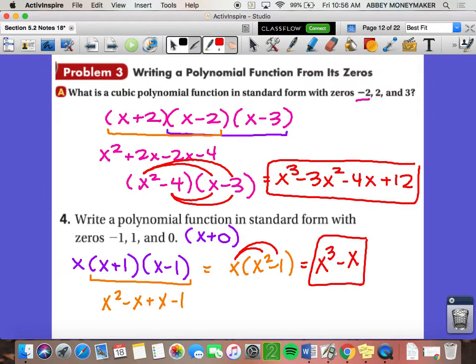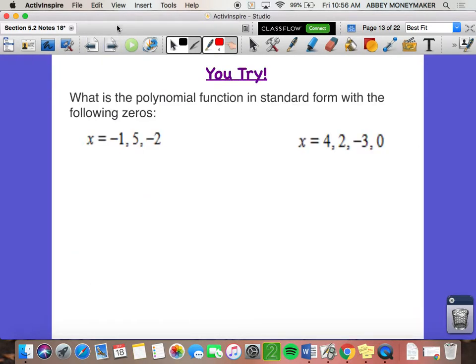How are we doing? Good? No questions so far? Good. It's about to get a little bit harder. Oh, I know. Your favorite. All right. I'm going to help you with the one on the left. And then I'm going to leave y'all to do the one on the right.